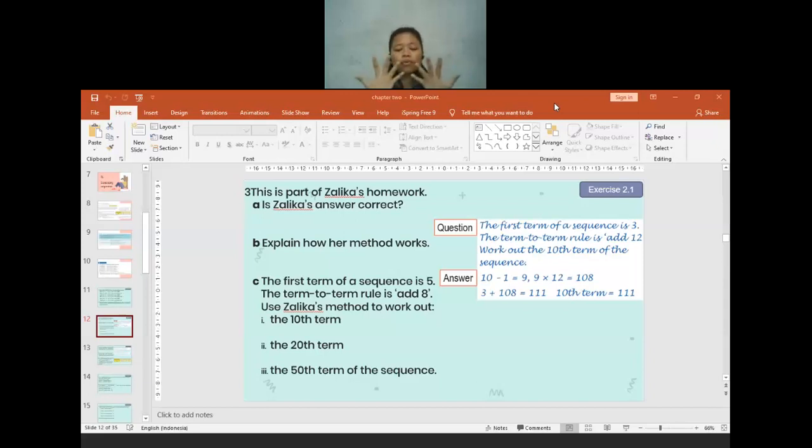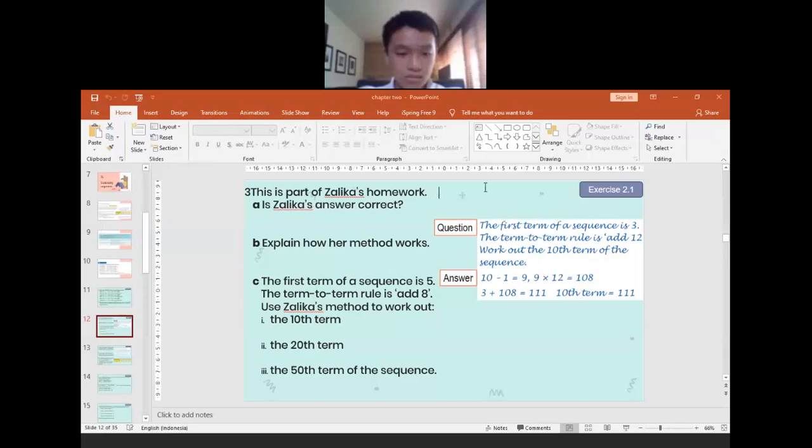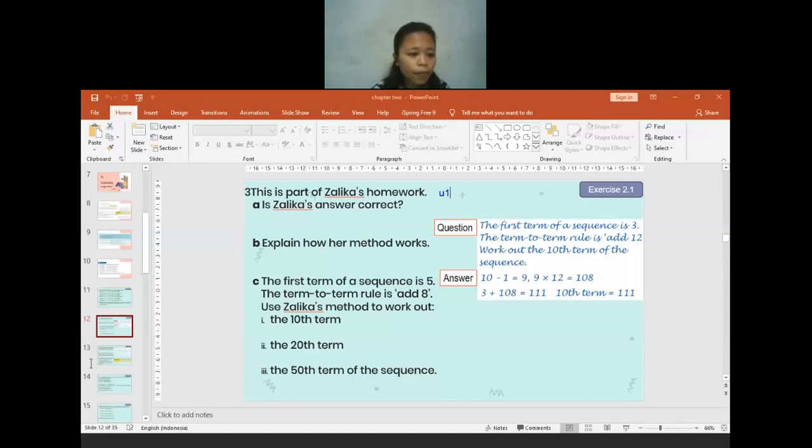Or is it making you more confused if I show it like this? This is my first term. This is my 10th term. Okay, confused. Then let me write something here. I will make a table. Okay, let me write something first.